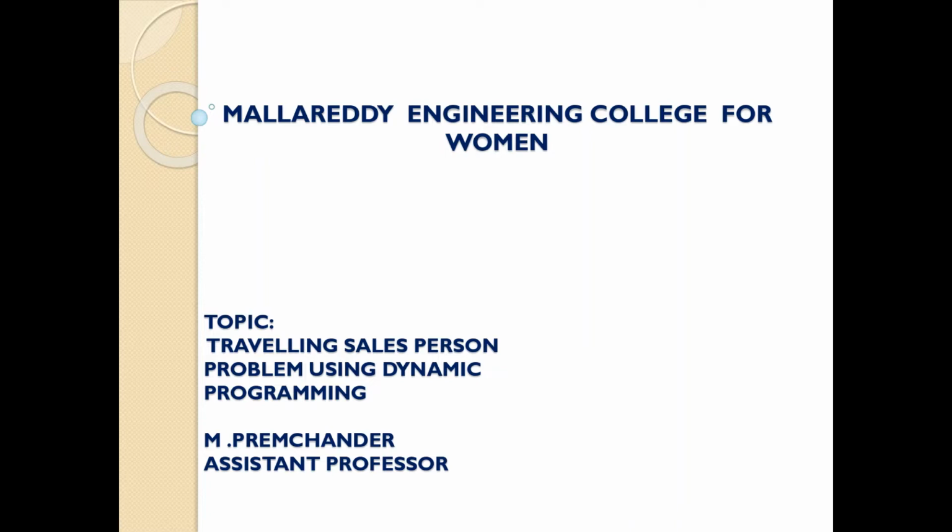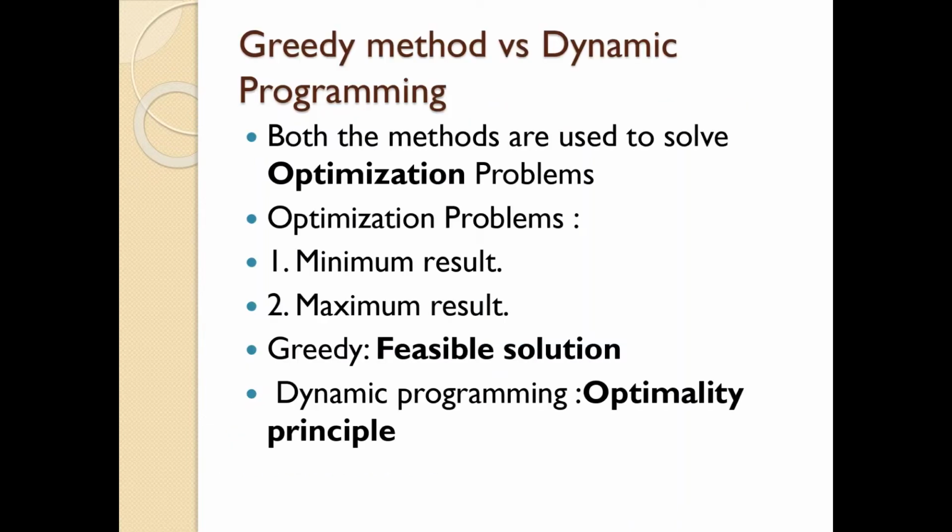Today we are going to discuss a topic: the traveling salesperson problem using dynamic programming. What is dynamic programming? Earlier we studied the greedy method. Both the greedy method and dynamic programming are used to solve optimization problems. What are optimization problems? Problems where we solve for a minimum result or a maximum result.